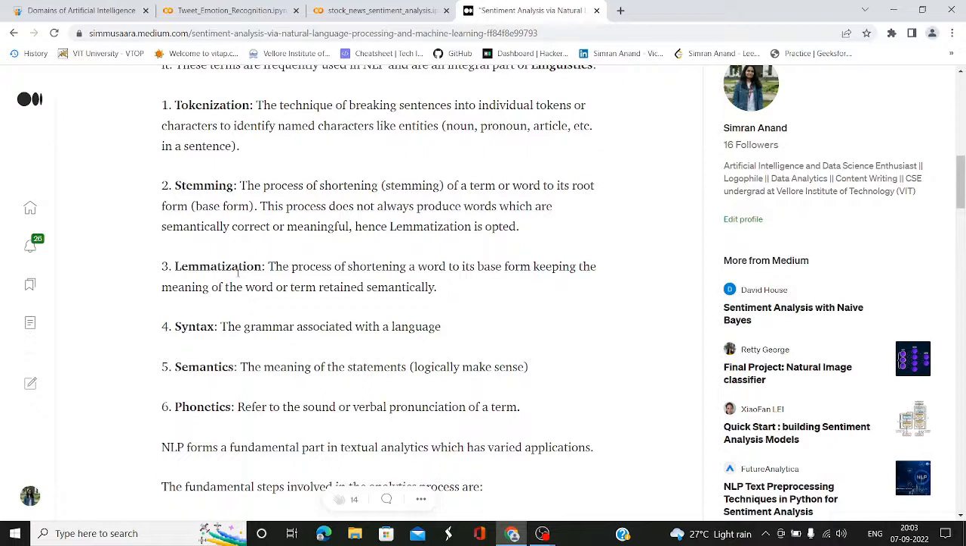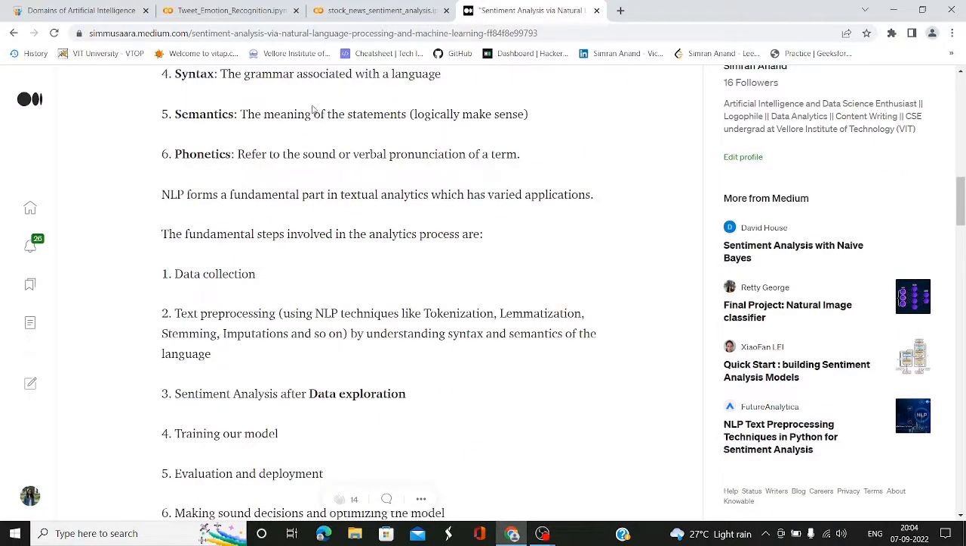For example, if I say walking, it might not always return walk. Let me give you another example: danced. Danced is the past form of dance. It will just return dancing or dance, but it will not return something which is meaningfully correct. That is what stemming is. Then syntax is the grammar associated with the language, as I've told you. Semantics is the meaning, the logic of the language.